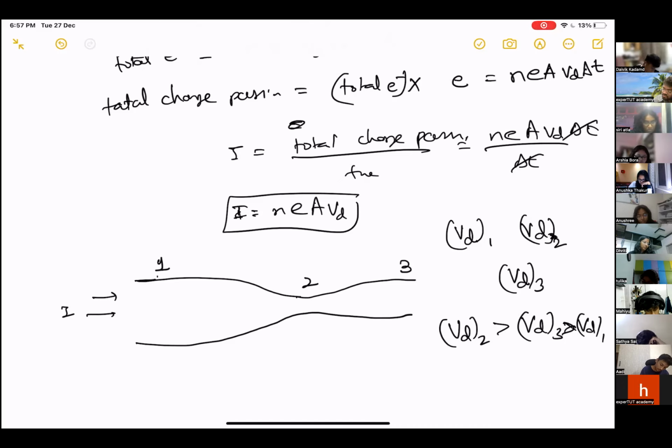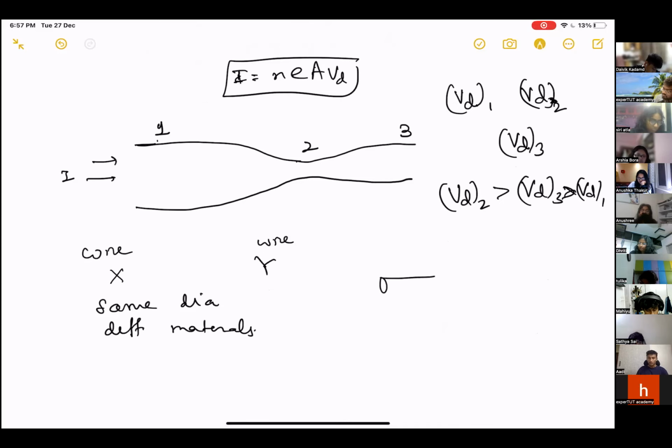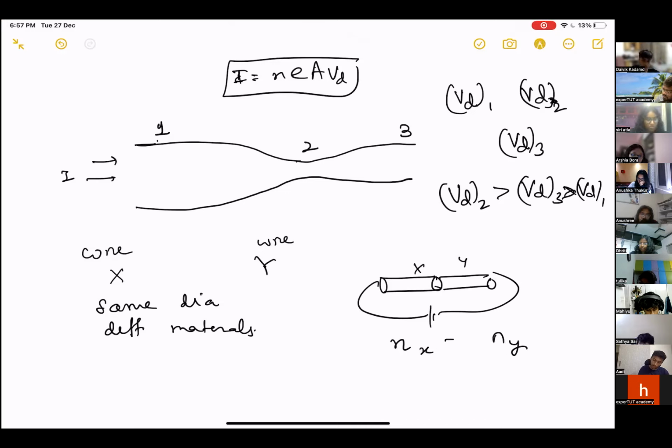Two different wires, X and Y, with the same diameter but different materials, are joined in series. If the number density of electrons in X is twice that of Y, so Nx is twice Ny, find the ratio of VDs. I want the ratio of VD of X and VD of Y.